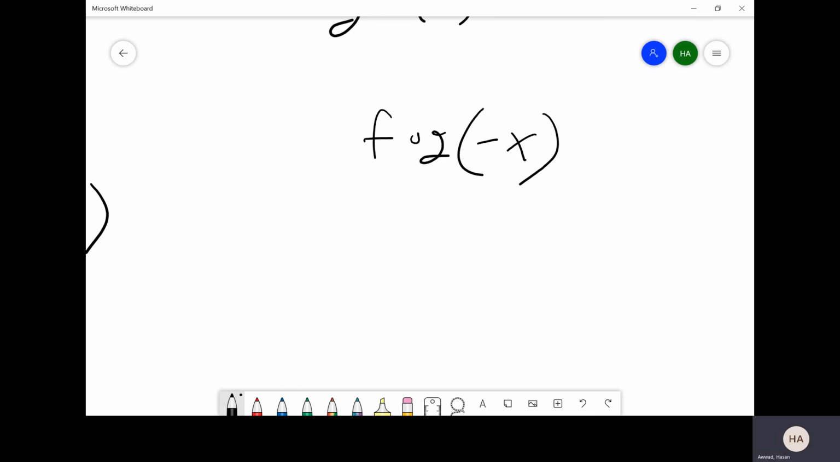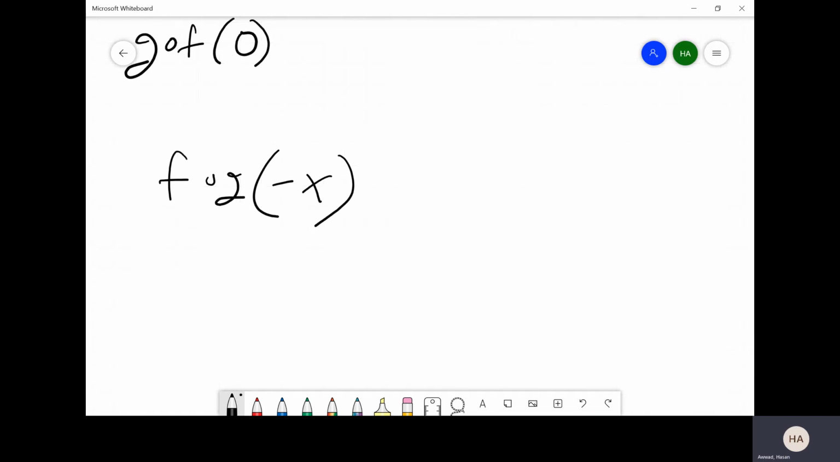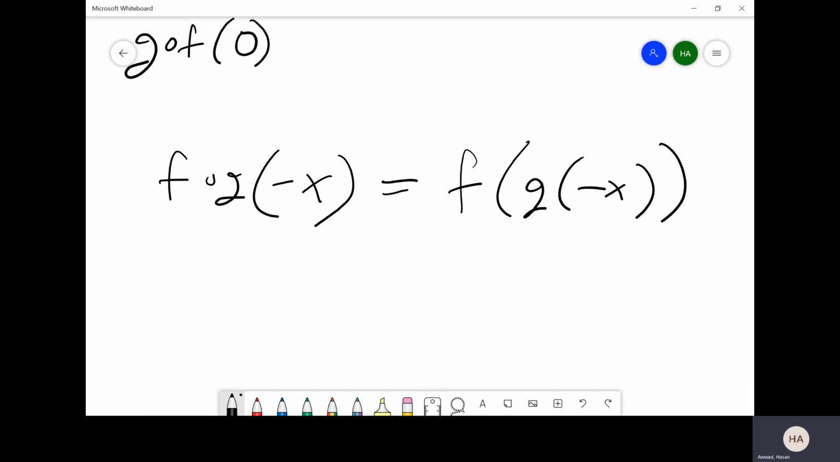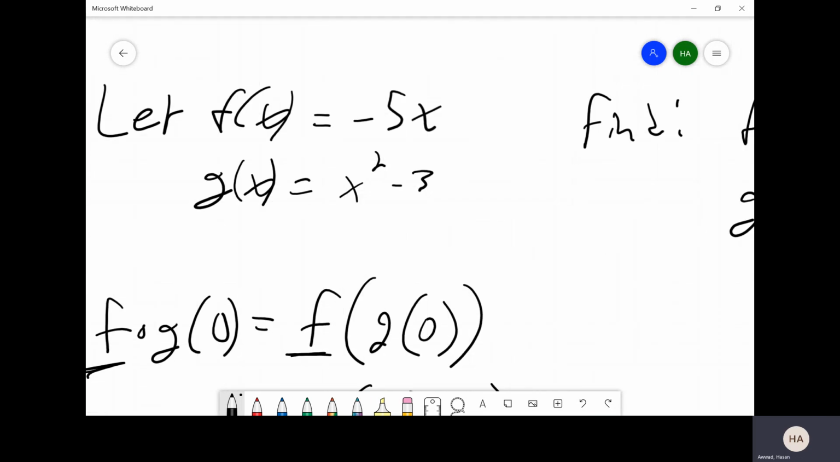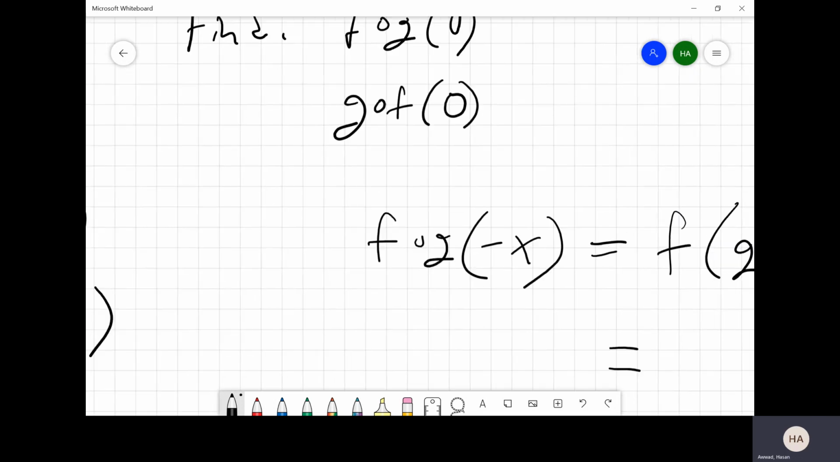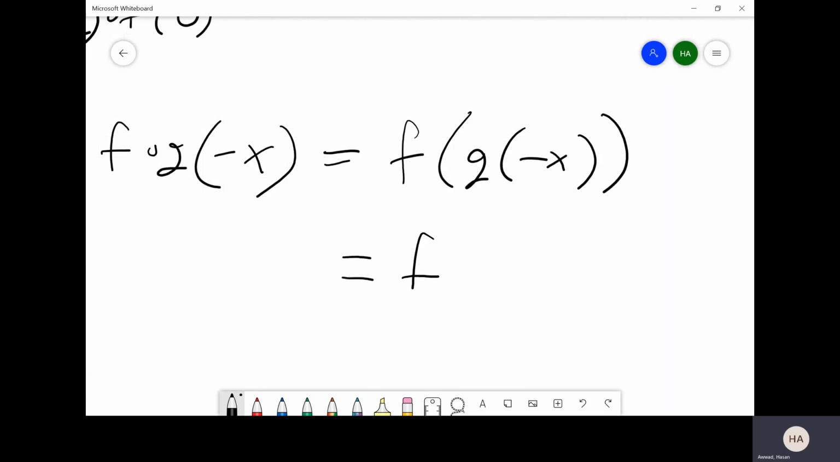Okay, so f composed with g at negative x. What does this mean? Well, once again, this tells you f is your outside function, right? Leftmost function is outside function. So f is your outside, g is your inside, and negative x is your input. So what this tells you is that wherever there was an x in g of x, so coming way back over here, we're going to be plugging in a negative x instead. Okay, so we have negative x squared minus 3.